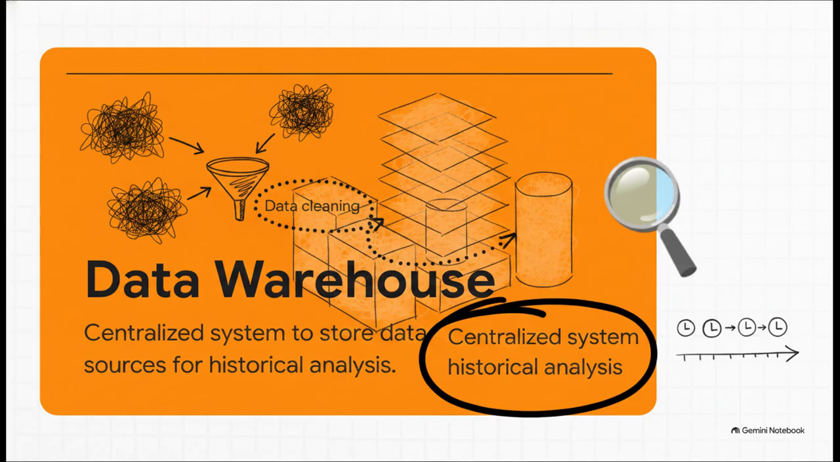A data warehouse is a centralized system designed to store, manage, and clean large volumes of data collected from different operational systems for historical analysis and decision-making. The two absolutely crucial keywords you need to remember here are centralized and historical. By taking all that chaotic data from multiple sources, cleaning it up, and structuring it in one central hub, users can finally perform highly efficient queries on the past to help predict the future.